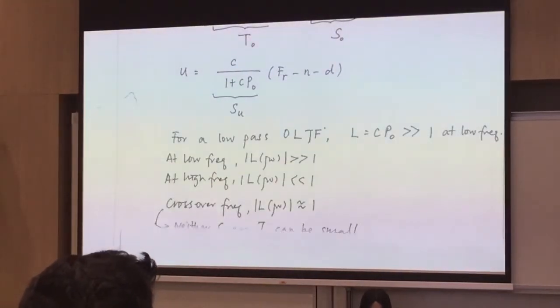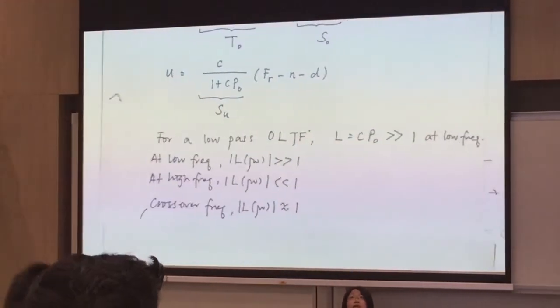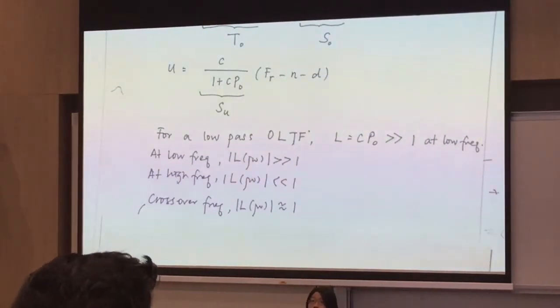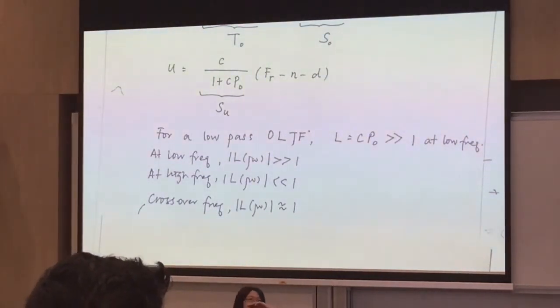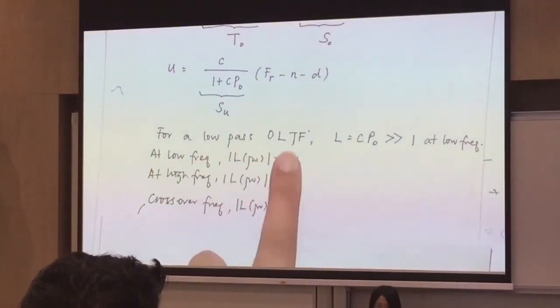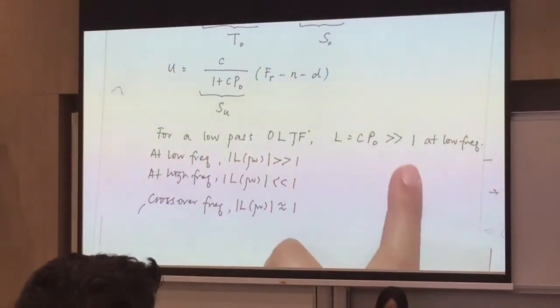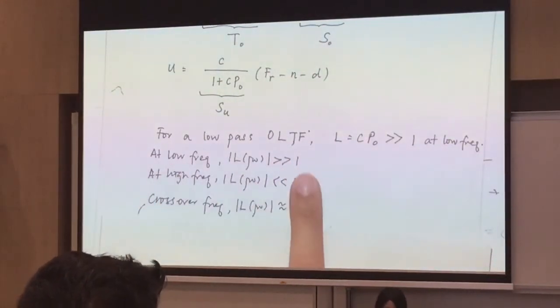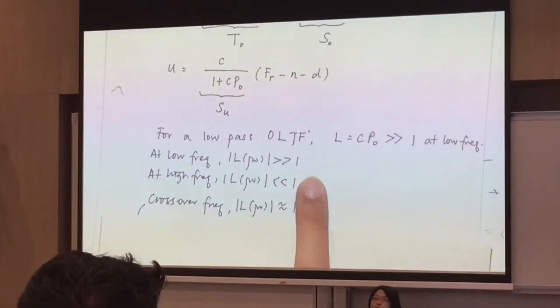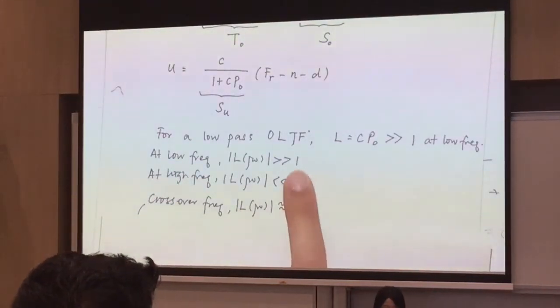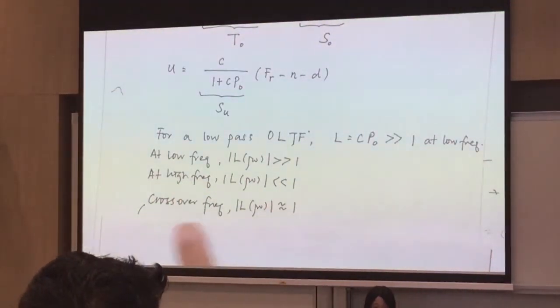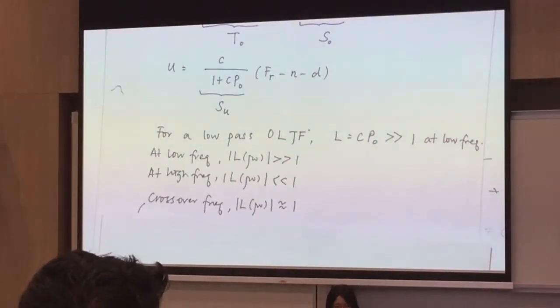Just take note that very often there will be questions in the exams about why you have to avoid peaking at crossover frequencies. So we say that for a low pass open loop transfer function, L is very big at low frequency, just 1 over (s+1), and very small at high frequency. And at crossover it is approximately 1.